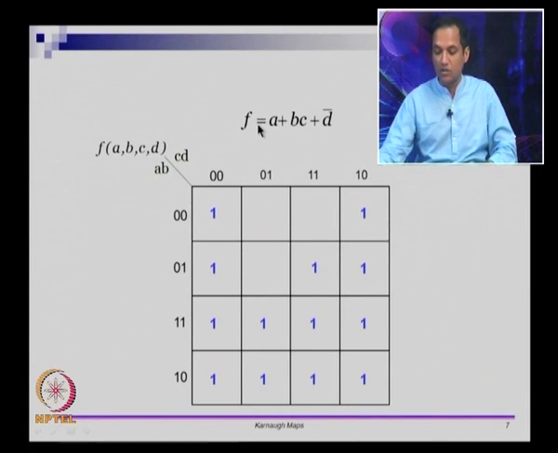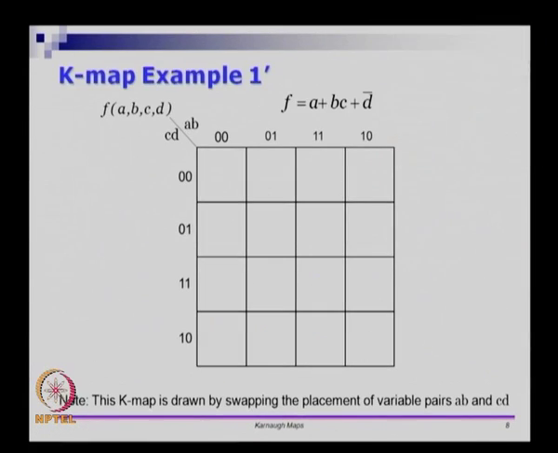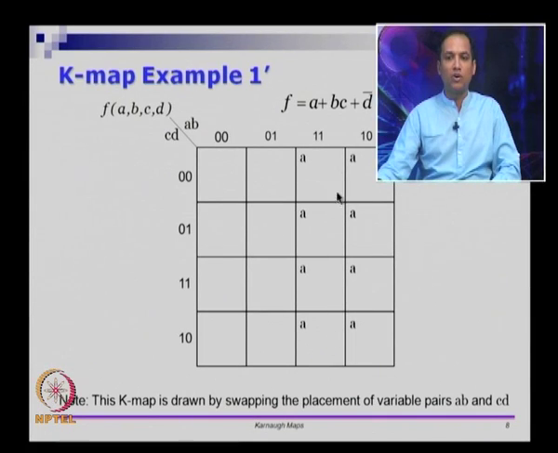So you go and try that out yourself. So let us see how a K-map is drawn. In this example, AB and CD are switched around, the same function, but with AB and CD switched. So first A is true for these 2 columns, then BC is true for these 4 cells, and D bar is true for these 2 rows.